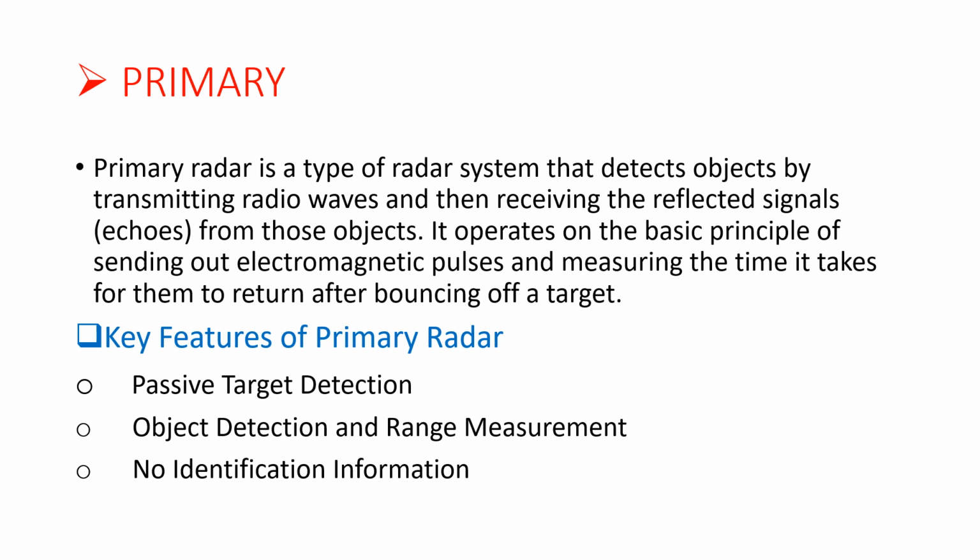Coming to primary radar, it is a radar system that detects objects by transmitting radio waves and receiving the reflected signals, which are echoes. It works on the fundamental principle of emitting an electromagnetic pulse and measuring the time it takes for the signal to return after bouncing off the target. The key features of primary radar are passive target detection, object detection, and range measurement.